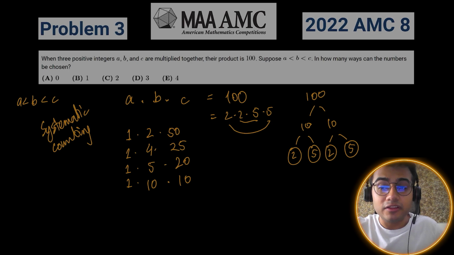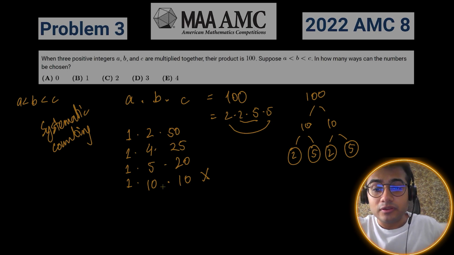But that's invalid because C has to be strictly greater than B. So that's not a valid answer. That's not a valid option. So we will ignore that. So now we have run out of the choices we have when A is 1.